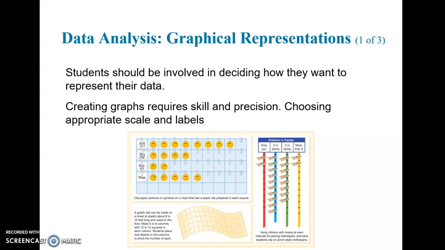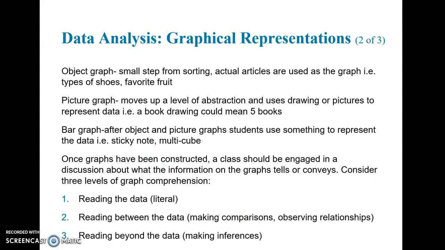Instruction should not focus solely on details of the graph's construction. The focus must be on what the graph tells the people who see it related to the question posed. An object graph uses the actual object being graphed, such as shoes, a favorite apple, or an energy bar wrapper. Picture graphs move up a level of abstraction by using a drawing or a picture of some sort that represents what is being graphed.